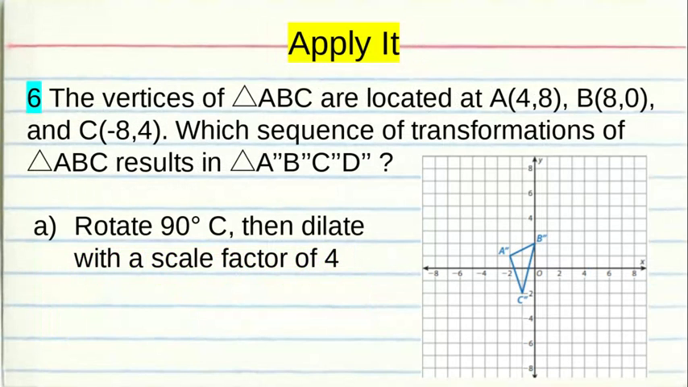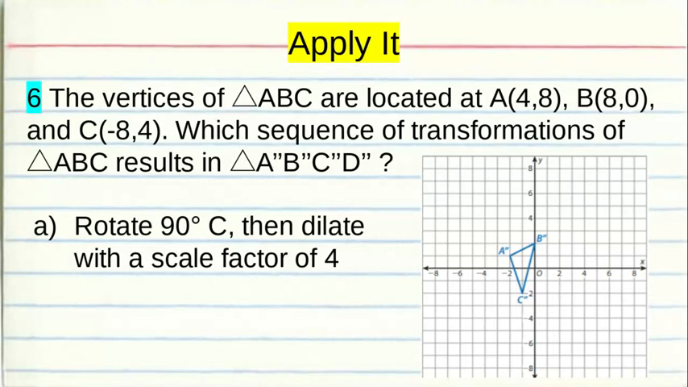We're going to skip question 5 and go to question 6. We see that the vertices of triangle ABC are located at A (4, 8), B (8, 0), and C at (-8, 4), and we need to figure out what sequence of transformations of triangle ABC could result in triangle A double prime, B double prime, C double prime. And we have our multiple choice options, so we're going to go through each one individually.